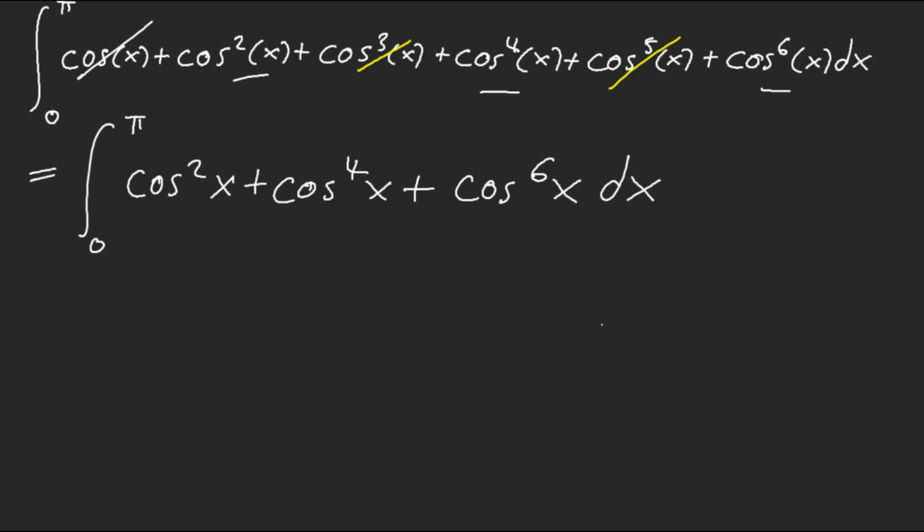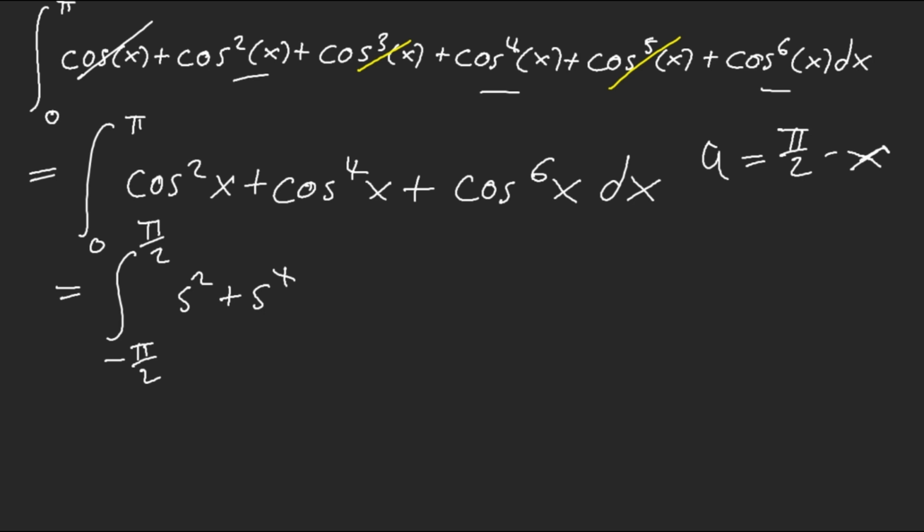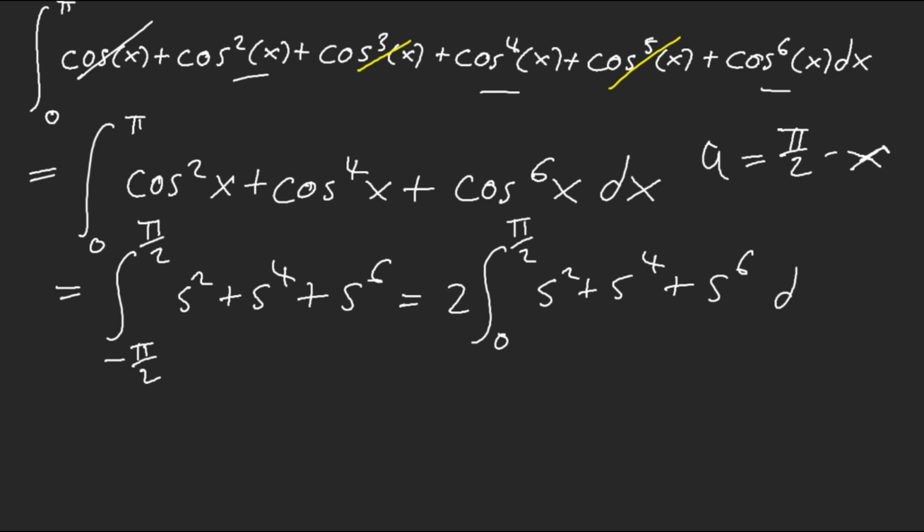is to use Wallis's product. Let u equal pi over 2 minus x. Okay, and then that's going to give me, well, from negative pi over 2 to pi over 2. And that's going to give me sine squared, sine 4, sine 6. These are all even functions from 0 to pi over 2. Oh, Wallis's product. Look at this, right? So you don't have to use periodicity in this case, because thank goodness we can use Wallis's trick.